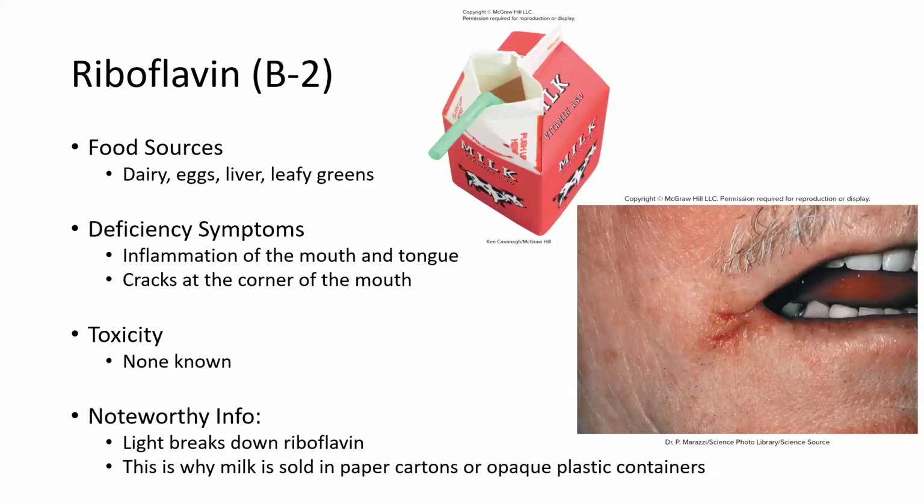Moving on to riboflavin, which is vitamin B2. It's abundant in dairy products, eggs, liver, and leafy greens. If you've got a deficiency, it can cause inflammation of the mouth and the tongue. You can get cracks at the corners of the mouth. Again, there's no known toxicity associated with riboflavin, but it is worth noting that it is sensitive to light, which is why milk is often sold in containers that are opaque.